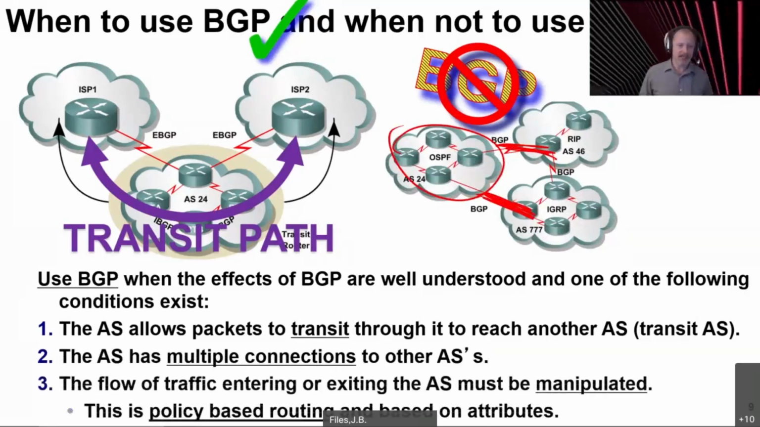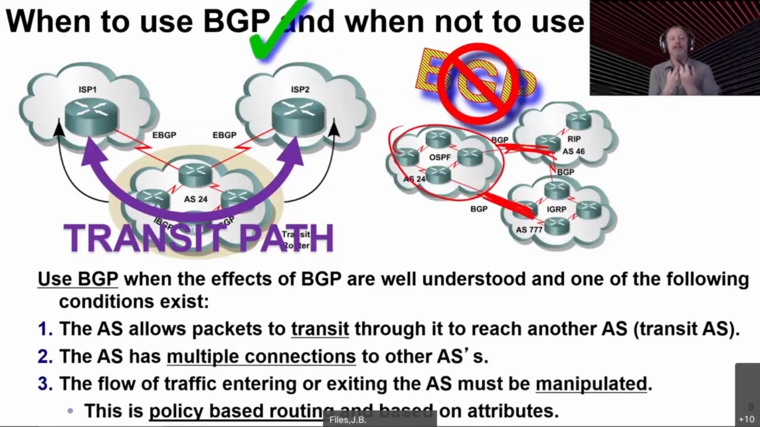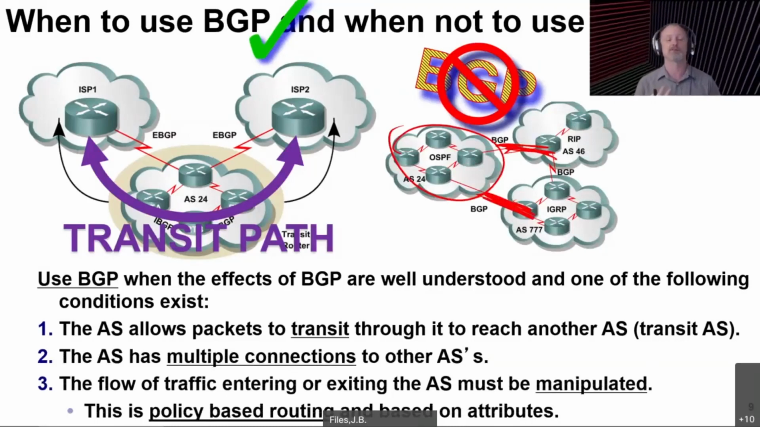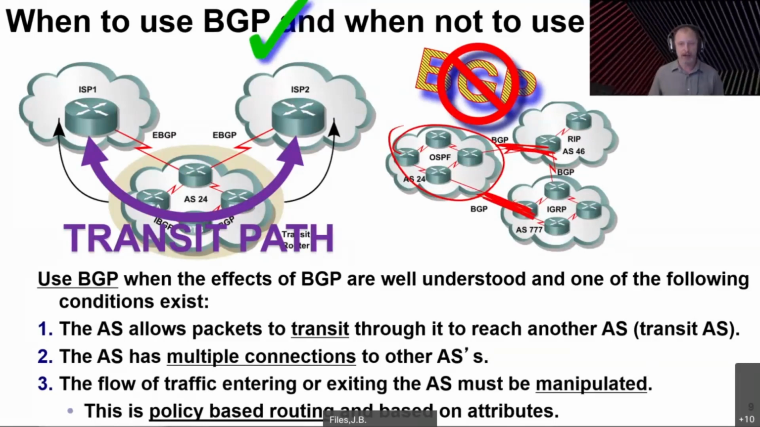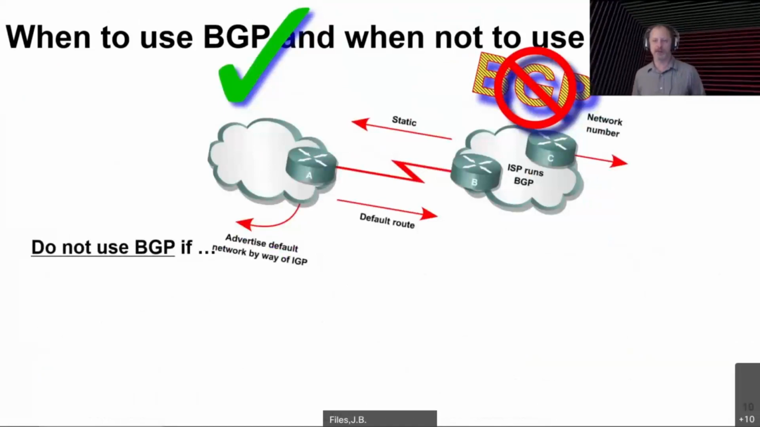Another condition is the flow of traffic entering or exiting needs to be manipulated. You want to have some control over that, and so you want to be able to implement some sort of policy-based routing. Okay. When do you not want to use BGP?